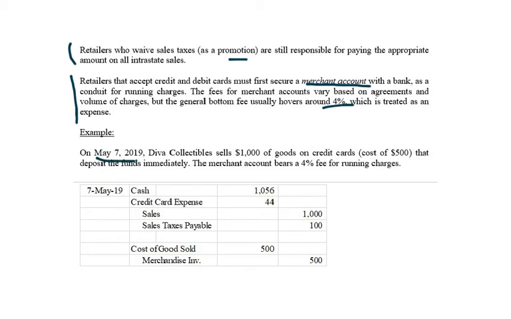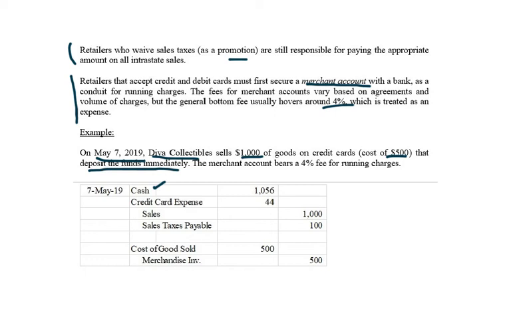All right, so let's say again, May 7th, the same company here, Diva, is going to sell $1,000 of goods on credit cards, cost of $500 to them. Again, that's just the cost of the sale. And this is going to be a situation where the funds are deposited immediately, because there's a slightly different way of tackling this if it's not. In other words, we treat most credit card sales the same as what? As cash. That's how it's going to look.